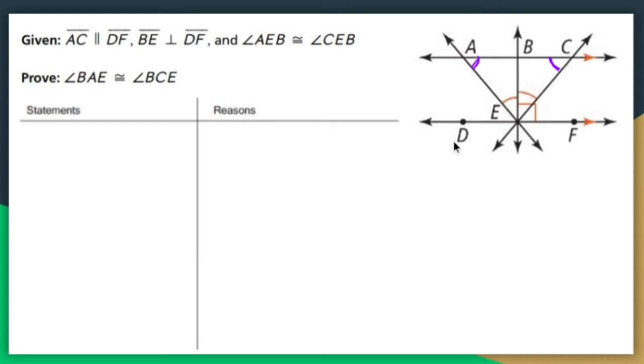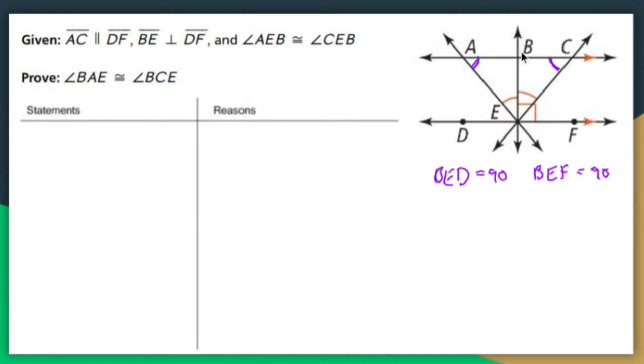I have a lot of stuff going on here, and the first thing I'm going to do is make myself a rough draft. I'm going to save the parallel line stuff. I'm told that BE is perpendicular to DF. So I can start out by saying, and again, this is a rough draft, so don't cling to the fact that I'm not using the proper symbols, that BED and BEF are both 90.